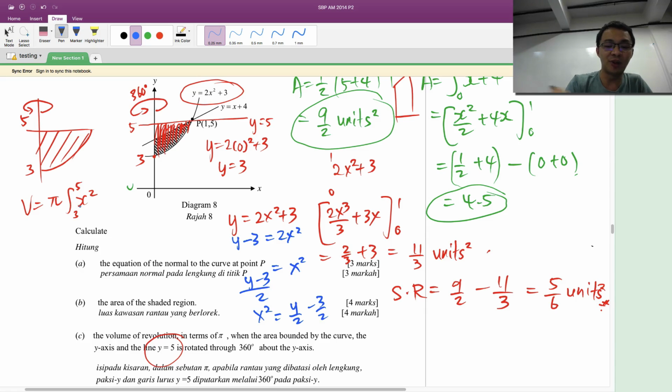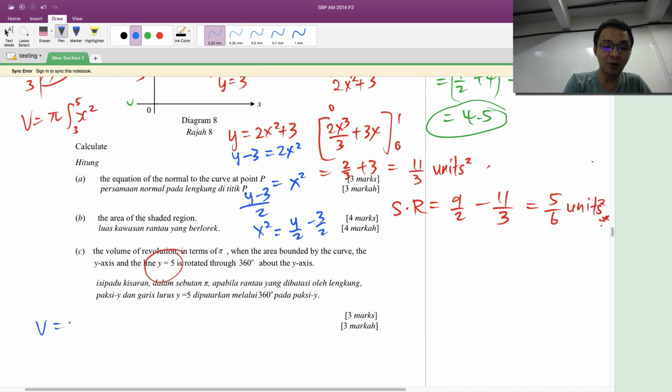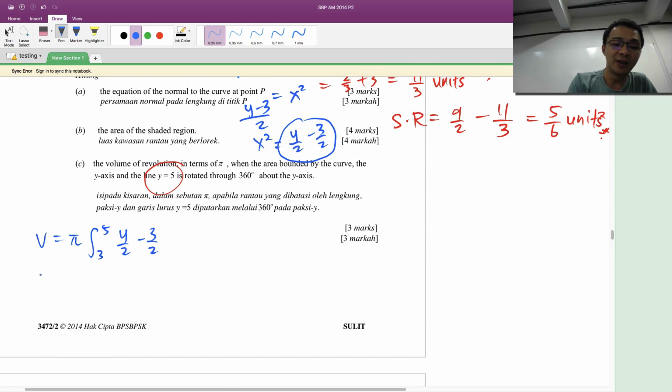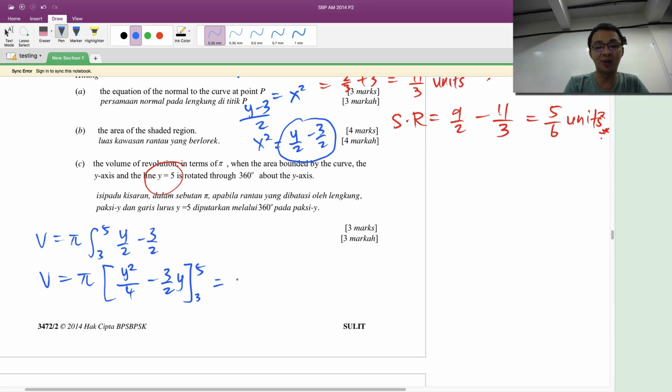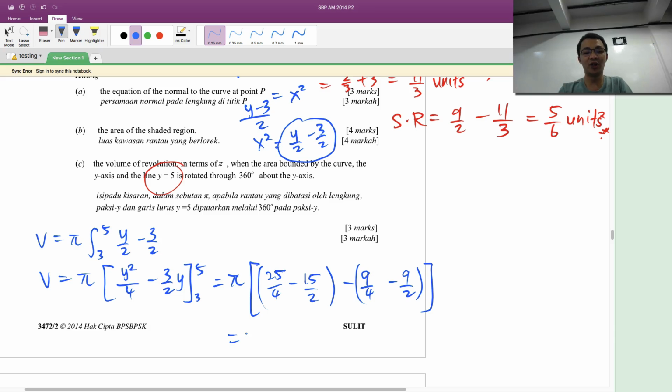Okay, then I will substitute into this equation. So volume equals pi, integrate from 3 to 5 of x squared, which is y over 2 minus 3 over 2. Then I will just integrate this one. I will get y squared over 4, minus 3 over 2 y. This is from 3 to 5, and then I will do some substitution. I will substitute 5 here, just leave the pi outside. So 5 squared is 25 over 4, minus 5 multiplied by 3 over 2 is 15 over 2. And then I sub 3 into here. 3 squared is 9 over 4, minus 3 times 3 over 2 is 9 over 2. If you solve this one, you should be able to get the volume correctly. So I say 25 over 4 minus 15 over 2.